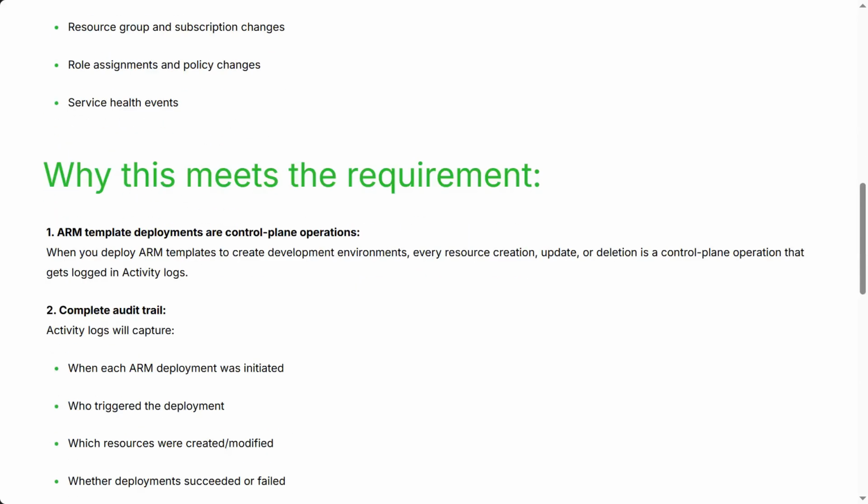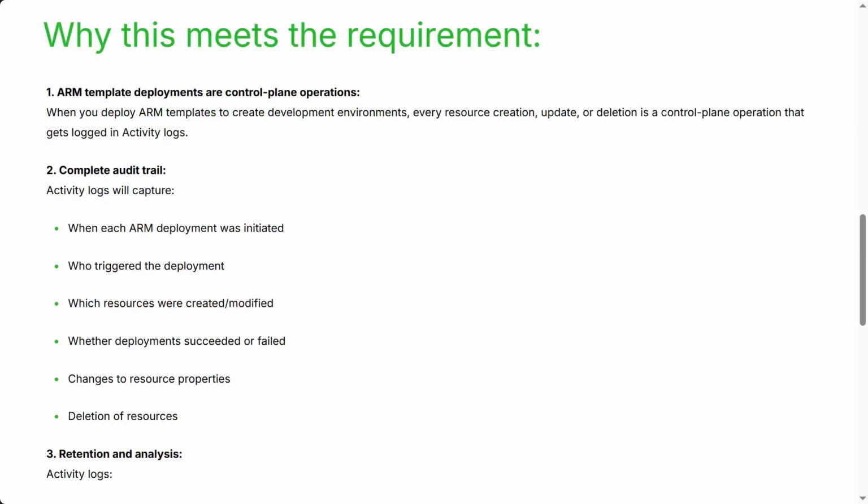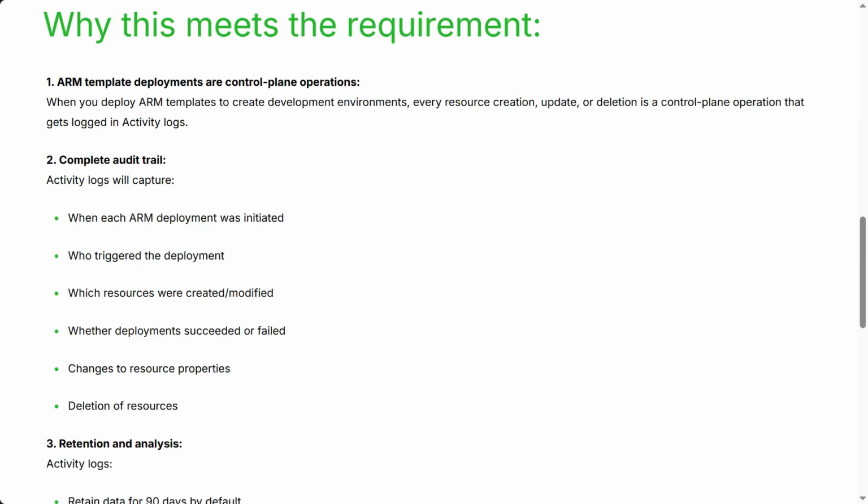Why this meets the requirement. 1. ARM template deployments are control plane operations. When you deploy ARM templates to create development environments, every resource creation, update, or deletion is a control plane operation that gets logged in activity logs. 2. Complete audit trail. Activity logs will capture when each ARM deployment was initiated, who triggered the deployment, which resources were created, modified, whether deployment succeeded or failed, changes to resource properties, deletion of resources.